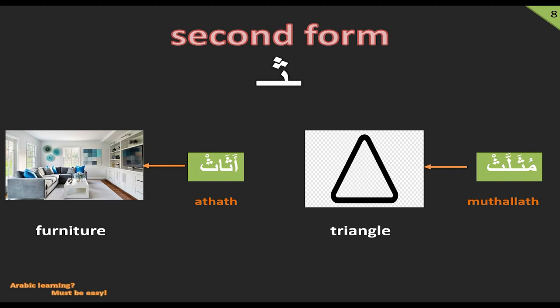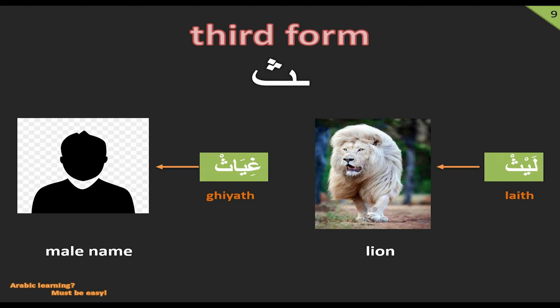Next, we have two examples of the third form of tha. The first is laith, which means lion. You notice that there is fatha on lam, sukun on ya, whom we get to know later, and also sukun on tha. In the second example, there is an Arabic male name, Ghiyath, so kasra under ghain, fatha on ya, and sukun on tha. That was all about letter tha.